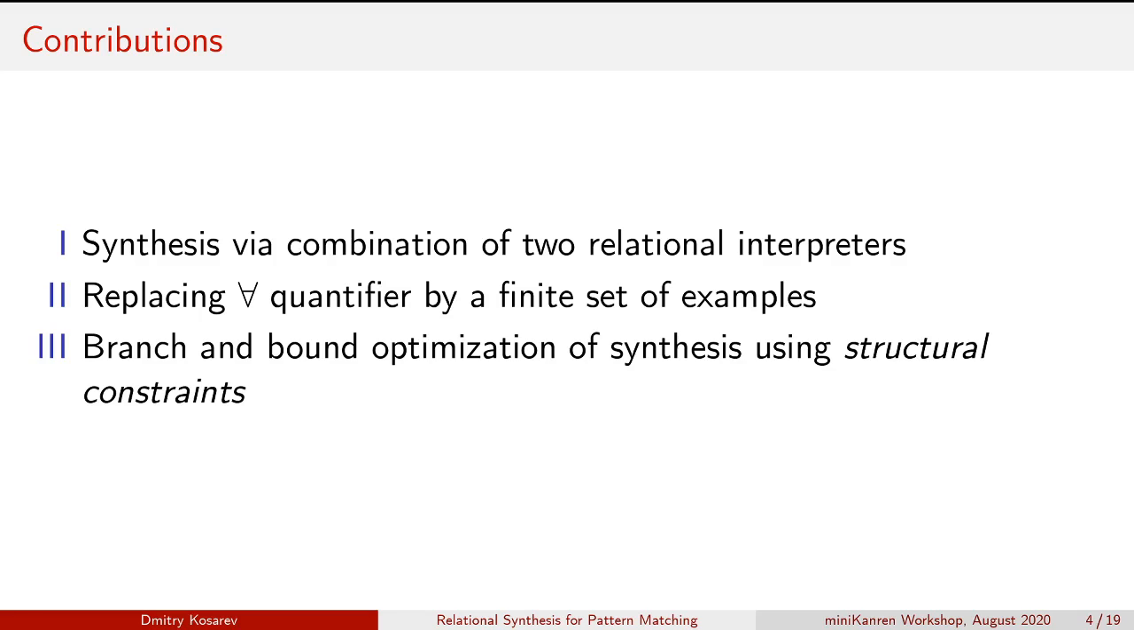Here you can see main contributions of our work. We encoded pattern matching synthesis problem in miniKanren using two relational interpreters, and we got a formula with a universal quantifier. We performed a few transformations to replace this universal quantifier by a finite set of examples. Also, we applied an optimization for synthesis, and this optimization reminds branch and bound method. And to implement it, we added a new primitive called structural constraint.